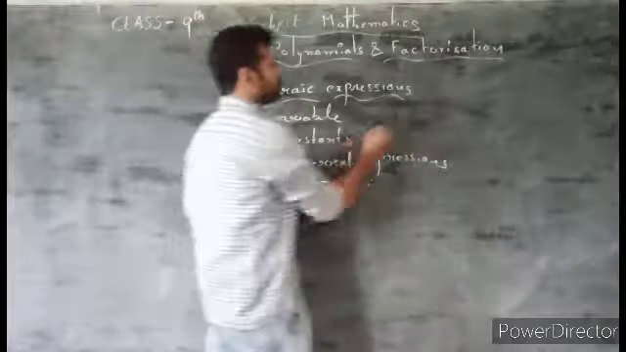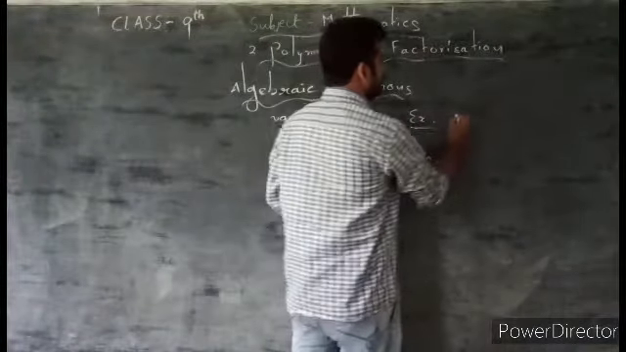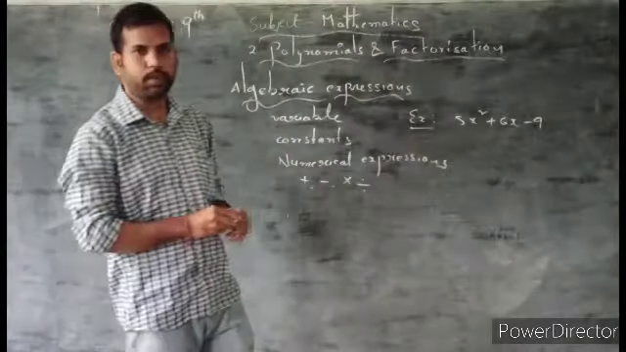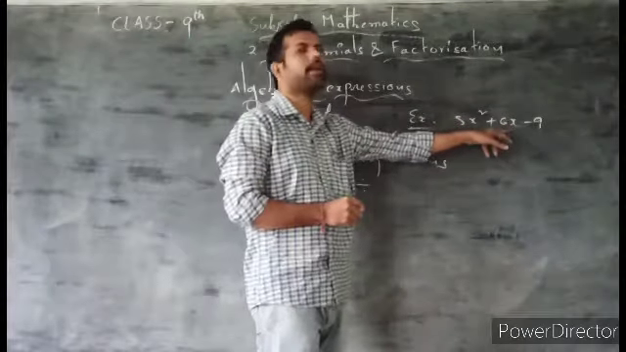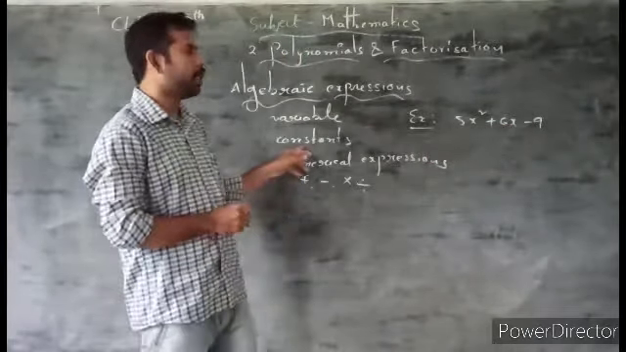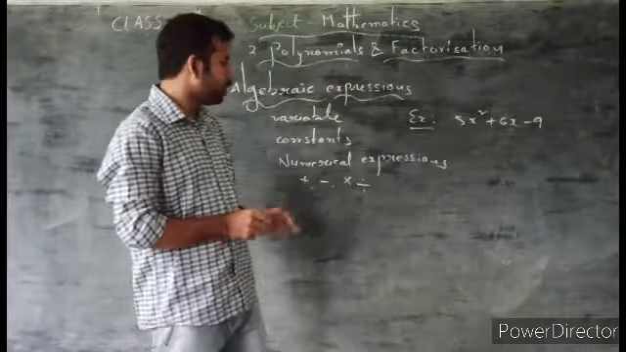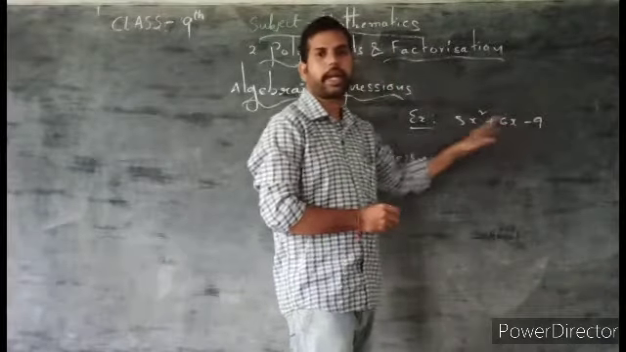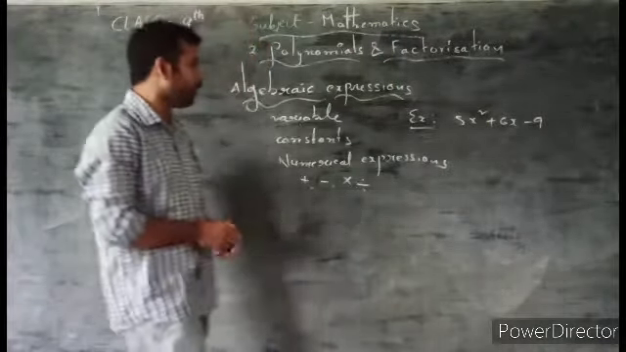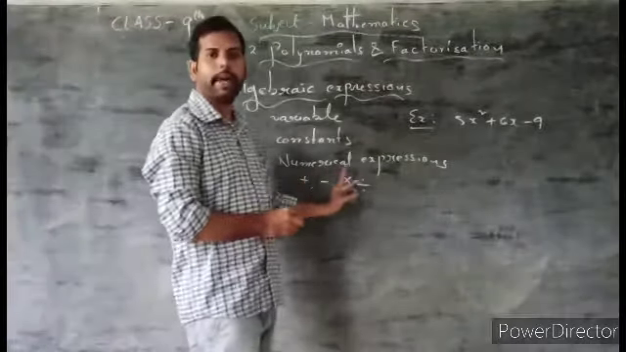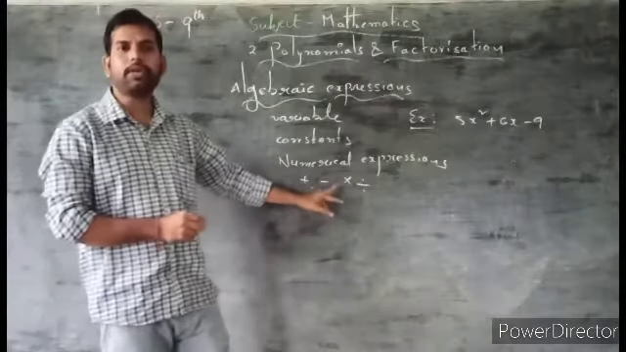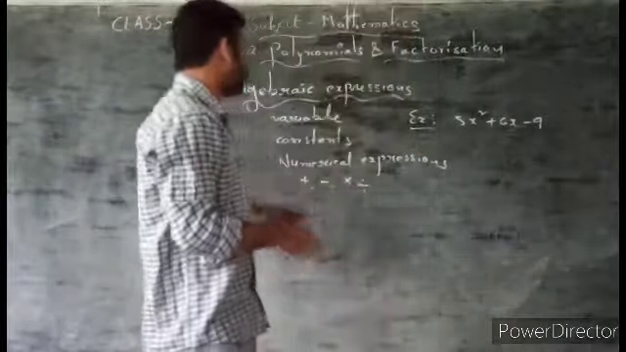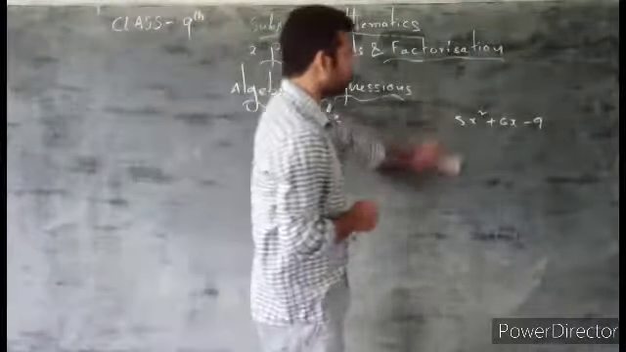So for example, 5x square plus 6x minus 9. So the combination of the variables. Here x square and x are variables, and 9 is the constant number. The numerical expression for x square is 5 and for x is 6. So the combination of the variables, constants, numerical expressions by the operations of plus, minus, into, divided by is called an algebraic expression. Now next we will discuss the variables.